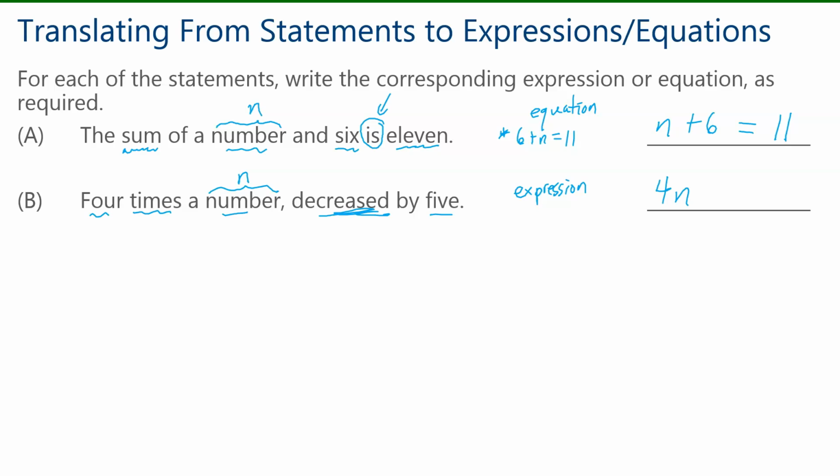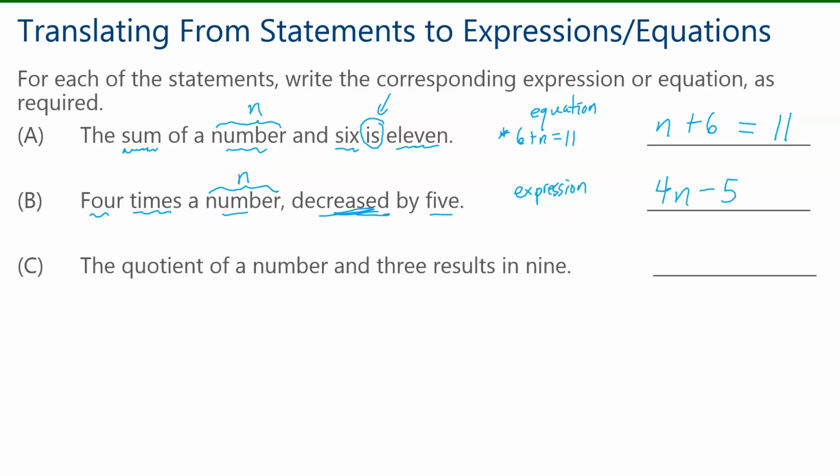We don't need any confusion with the variable x. We don't need brackets here even. So just 4n, 4 times a number. Decreased by, that would be subtraction. And what are we decreasing it by? 5. So 4n, subtract 5.